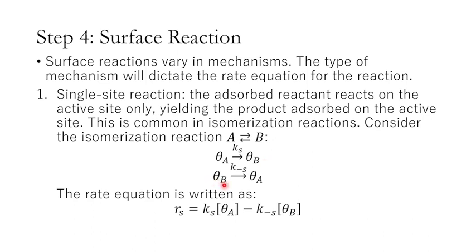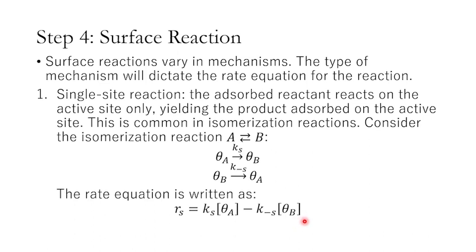That is theta B, or an active site with adsorbed B, reacts to form theta A, or an active site with adsorbed A. For these 2 elementary steps, we can write our rate of surface reaction as Ks, or the specific reaction rate constant for the forward reaction, multiplied by the concentration of theta A, minus K negative S, or the specific reaction rate constant for the backward reaction, multiplied by the concentration of theta B.